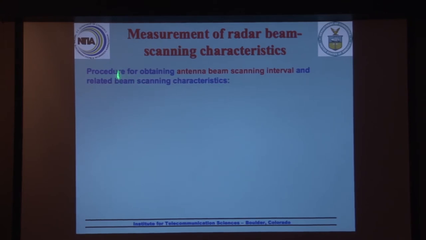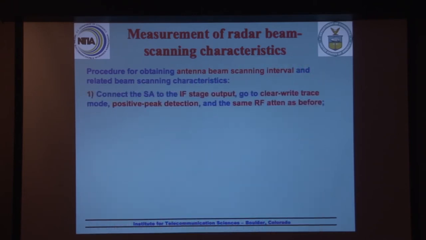Okay. Now, next piece of the puzzle, the antenna beam scanning characteristics. How does this thing scan a beam through space and time? Well, here are the steps for it. Connect the analyzer to the I stage output again. Clear write trace mode on the analyzer. Positive peak detection because we're looking for short little pulses. And whatever the RF attenuation was that you were using before, use it again. Probably zero on the spectrum analyzer, but maybe 10 dB.